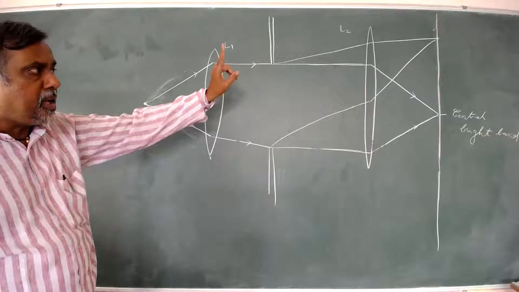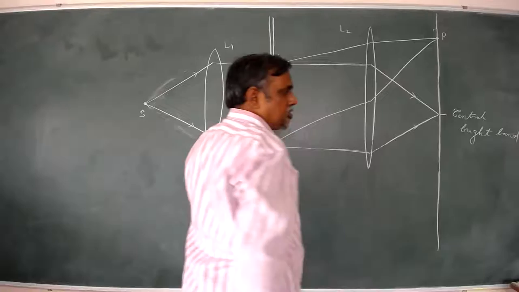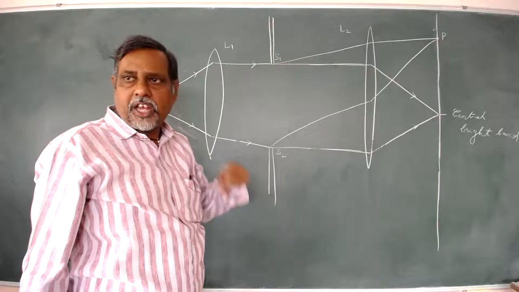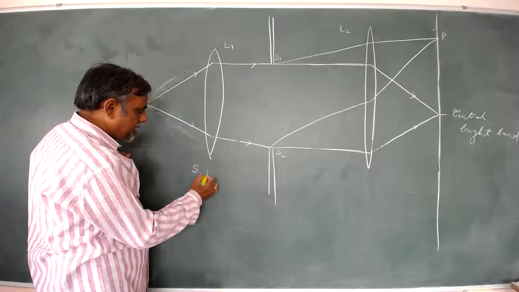Look at this here. This is S1 you take, and this is S2 you take. Now this is a point P you take. Just like the double slit experiment, if you compare the S1P distance and the S2P distance, they are not the same. S2P is larger than S1P. So it's very clear that S2P is larger than S1P.